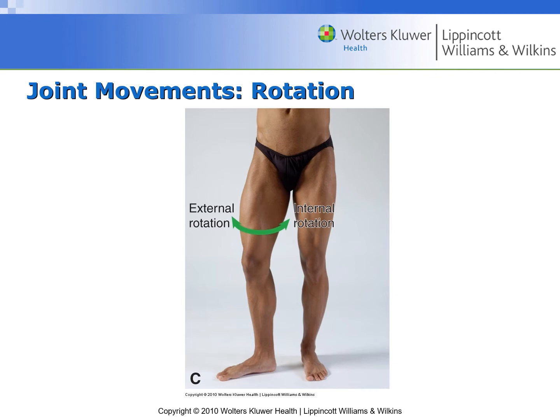Motions that occur on the transverse plane around the longitudinal axis are simply called rotation. Rotational movements in the trunk are differentiated as right rotation and left rotation, while these same movements in the extremities are termed internal rotation and external rotation. Internal rotation describes turning motions toward the midline, and external rotation describes turning motions away from the midline of the body. These same motions are also called medial for internal and lateral for external rotation.